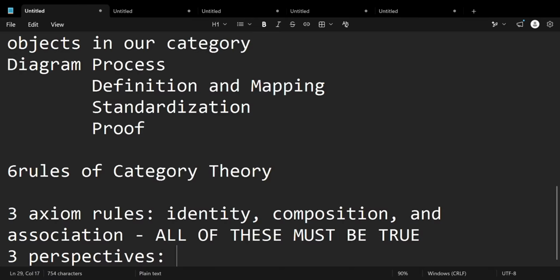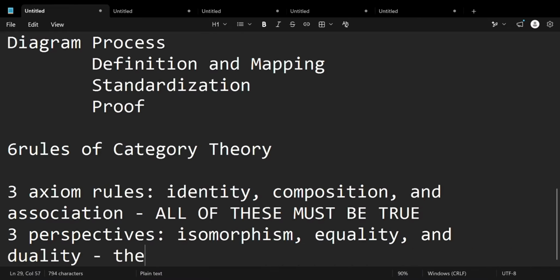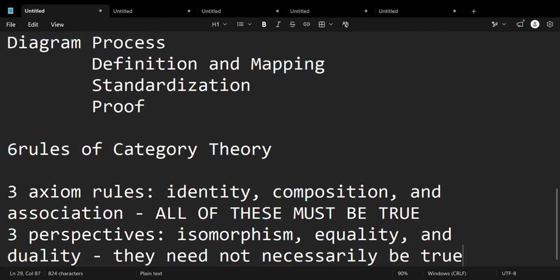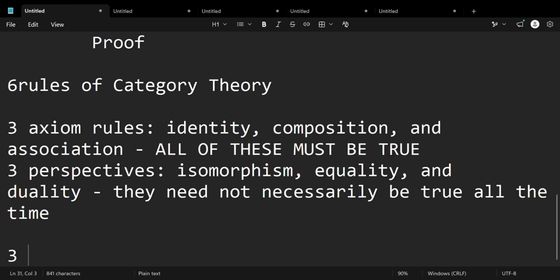When it comes to the 3 perspectives, we have isomorphism, equality, and duality. And when I say that they're perspectives, they need not necessarily be true all the time. You should treat them more like perspectives to view your category theory from. So let's start with the 3 axioms.